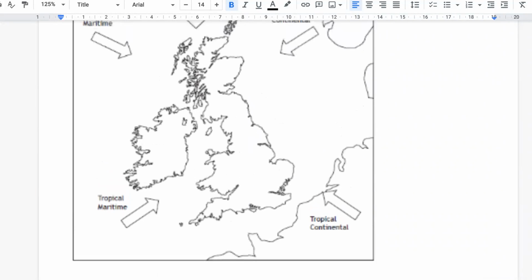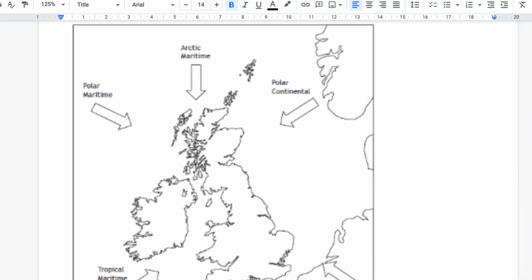Right, the other air mass, polar maritime, we can see that's coming from up here. And you're going to want to say that its origin is the North Atlantic, or you could actually say from Greenland or northern Canada, because that's where the air actually originates from. So its origin is North Atlantic, Greenland, or northern Canada.